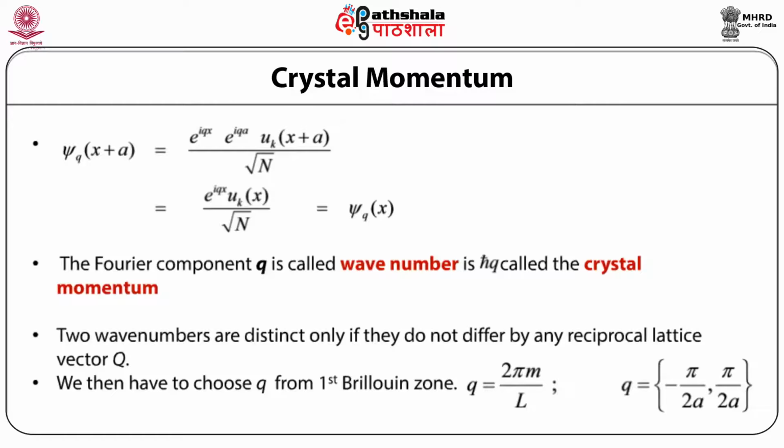This means that the two wave numbers are distinct only if they do not differ by any reciprocal lattice vector. We then have to choose small q from q equal to 2 pi m by capital L, where q lies between minus pi by 2a to pi by 2a, that is, it lies within the first Brillouin zone.